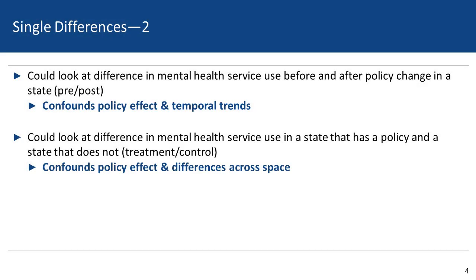The first difference, just looking at pre and post, confounds the policy effect with changes over time. So is the change really due to the policy or intervention, or is it due to an underlying temporal trend? The second difference, just looking at treatment and control, confounds the policy effect with differences in the states or clinics or whatever unit of analysis you're looking at. There could be important differences in these states or clinics beyond just the policy that influences your outcomes.